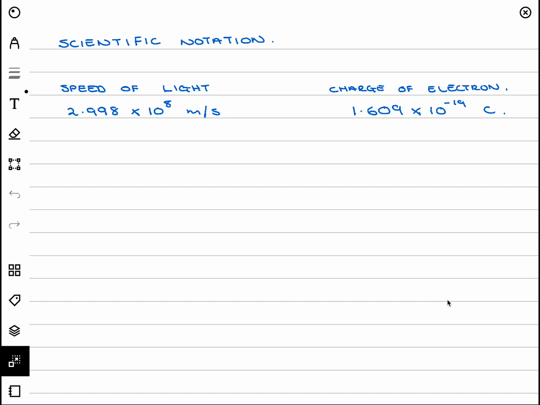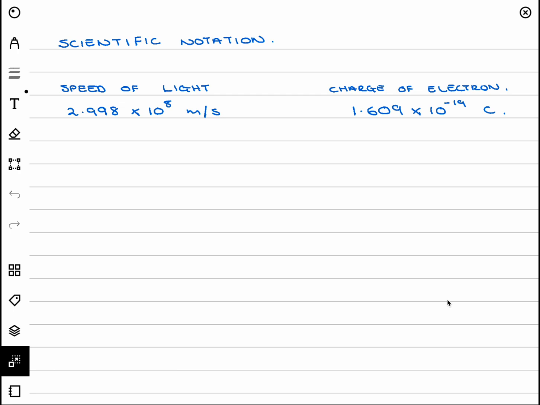So it's extremely fast. And what we have here is the charge of an electron, so the electric charge that an electron carries. And this is actually very, very small. So this charge is expressed as 1.609 times 10 to the negative 19 coulombs. Now remember, we were talking about the negative powers referring to a fractional end of the point.